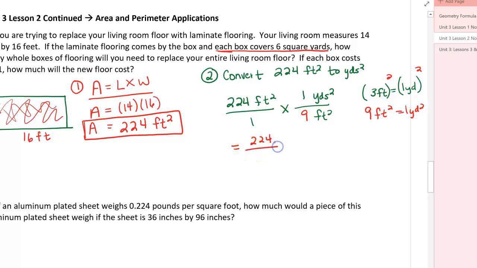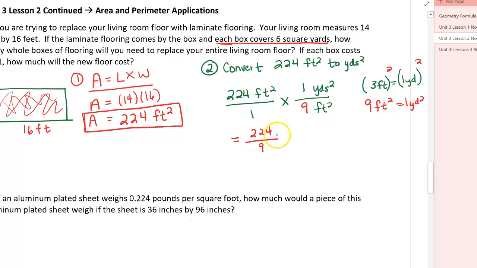So 224 times 1, 9 times 1 is 9. And if we try to divide 224 by 9, we're going to get an answer that is a repeating decimal. So we're going to leave this as 224 over 9 square yards, so our answer will be exact.